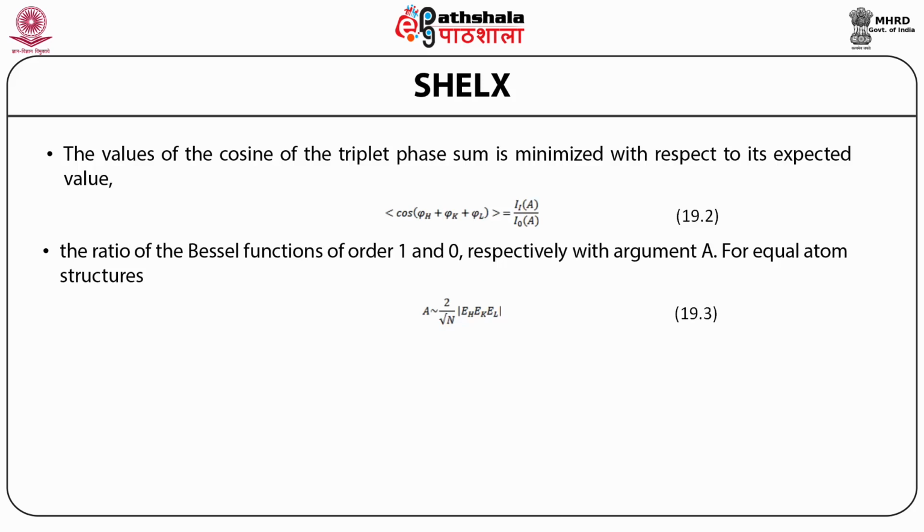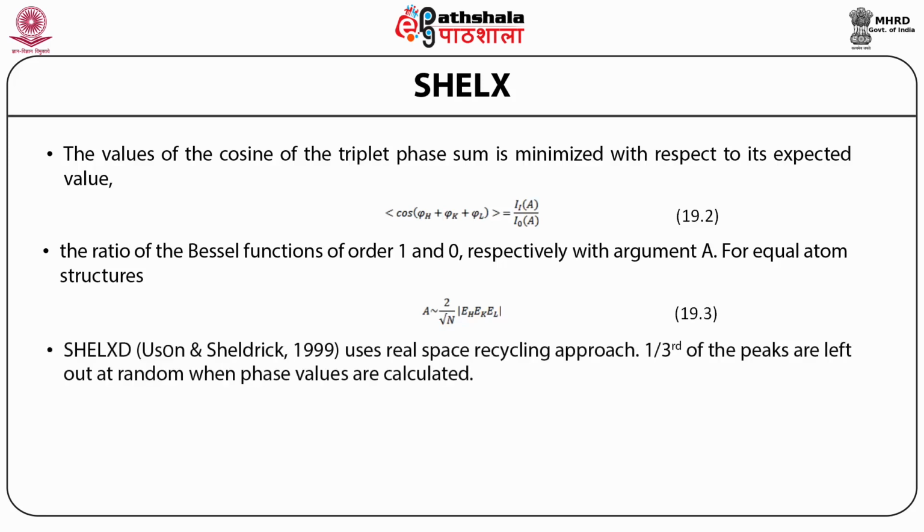But by using this minimal principle, Hoffman converted this problem into a multi-parameter problem where multiple minima are there, from which a unique minimum can be found corresponding to the true phases. So it's a minimization problem.